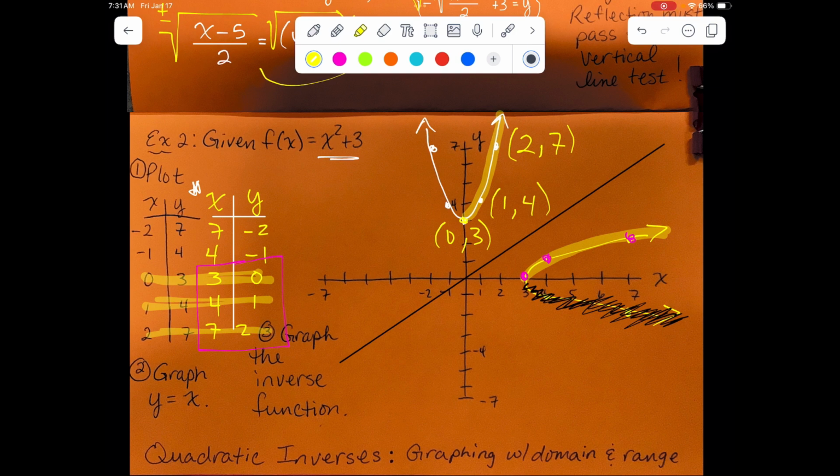We're restricting the domain, or the x value. So that's what we want. Now we can go back and say, does the highlighted graph here pass the vertical line test? Yes, it touches the graph just once when I draw a vertical line.